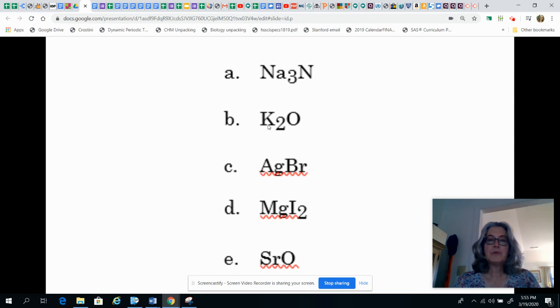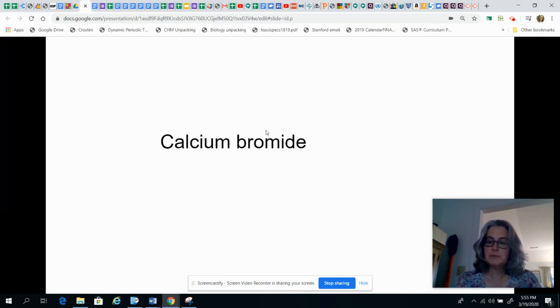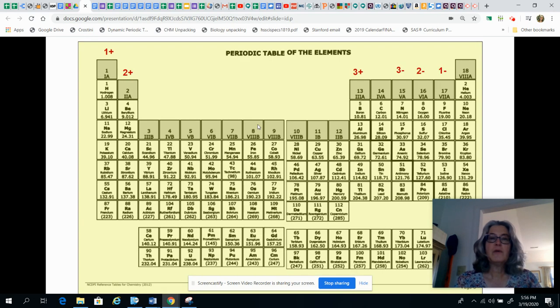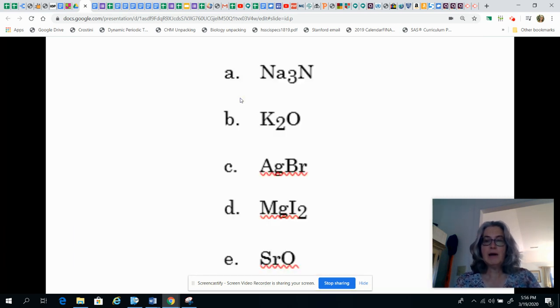Second one, K and O. We're going to look for K on the left because we know it's a metal. We're going to look for O on the right. We know it's a nonmetal. Oops. Go back. K, potassium. O, oxygen. We're going to change that ending to "ide" and make it oxide. So that formula is going to be potassium oxide.